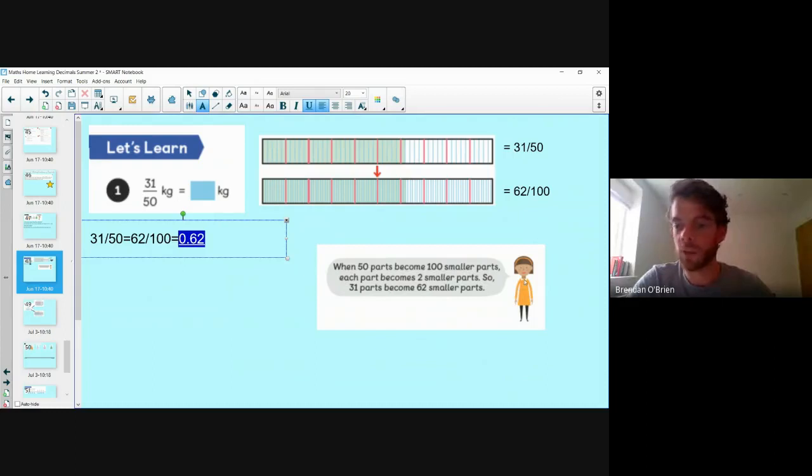Okay? And we've got ochre, maybe that color is ochre or yellow. She is saying when 50 parts, here we've got our 50 parts, become 100 smaller parts, each part becomes 2 smaller parts. So 31 parts become 62 smaller parts. Okay, so that's what we're showing here. So 31/50ths is the same as 62 hundredths. As a decimal, we can write that as 0.62. Make a note of that, because that's going to be important for when we're putting our bags into order.